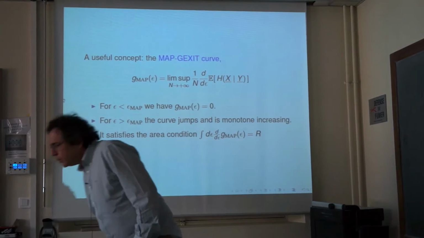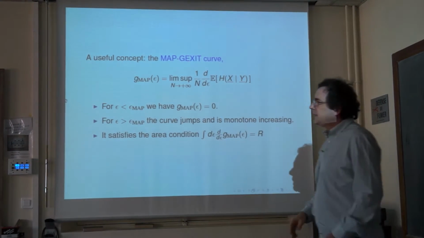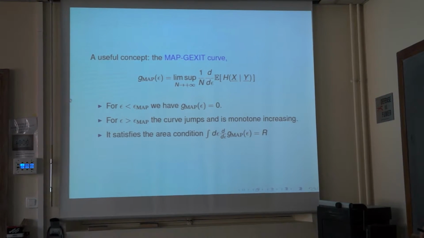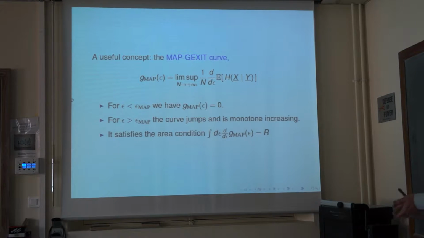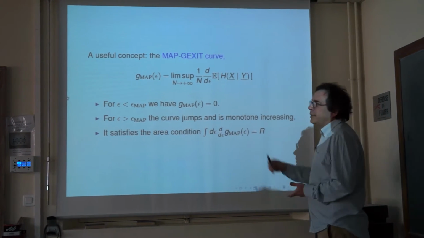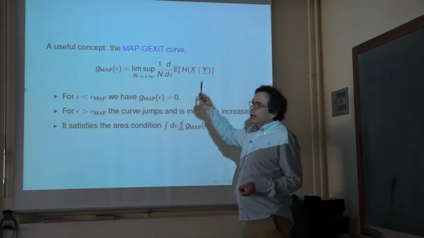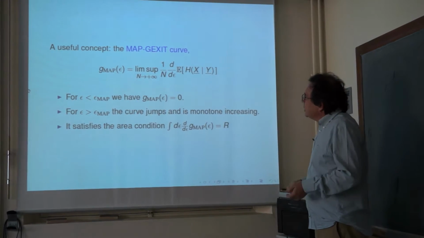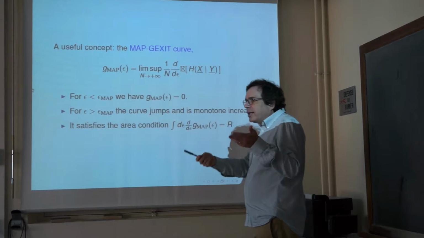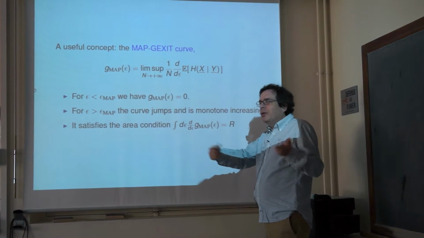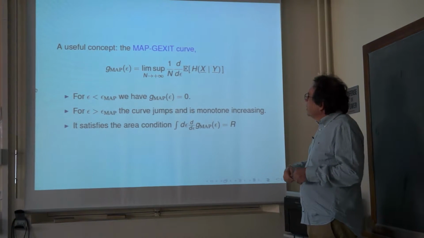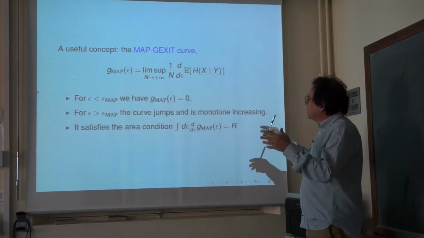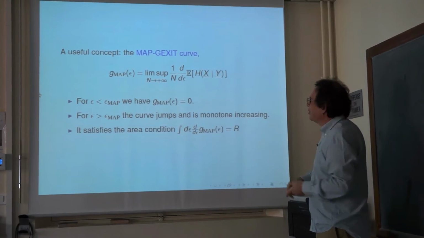Okay. A useful tool to make these proofs is to introduce another exit curve, a generalized MAP exit curve. And that's exactly the exit curve that Rudiger had yesterday if you take the BC channel. But in general, you want any channel, and you define it so that it satisfies the area theorem he was talking about. And so now the area theorem becomes trivial because you just put it in the definition.